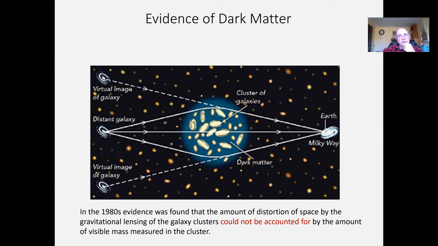The distribution of matter that you see is the galaxies in the galaxy cluster, and it just doesn't add up. General relativity is demanding a certain amount of warping of space-time, and the amount of matter that we see cannot create that amount of warping. What's left, what's creating the additional strength of the gravitational field, is the dark matter.